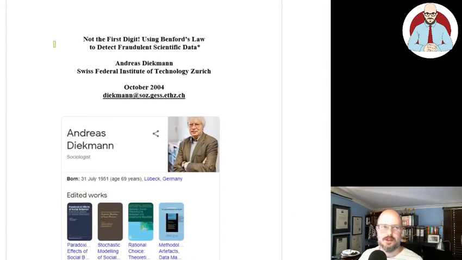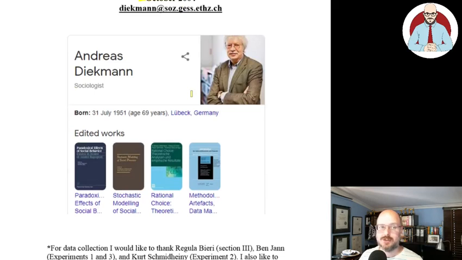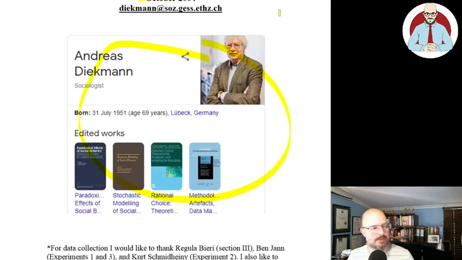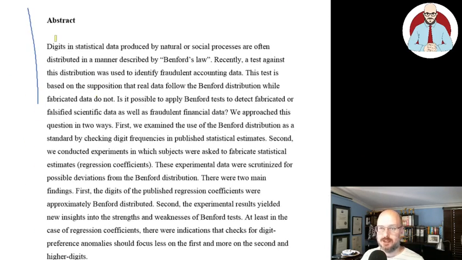What we've got here is "Not the First Digit: Using Benford's Law to Detect Fraudulent Scientific Data," and this is by Andreas Deichmann from the Swiss Federal Institute of Technology in 2004. And he didn't put his picture on there. Guys, I put that on there so you can get an understanding of who the gentleman is. Okay? So let's just go through the abstract here.